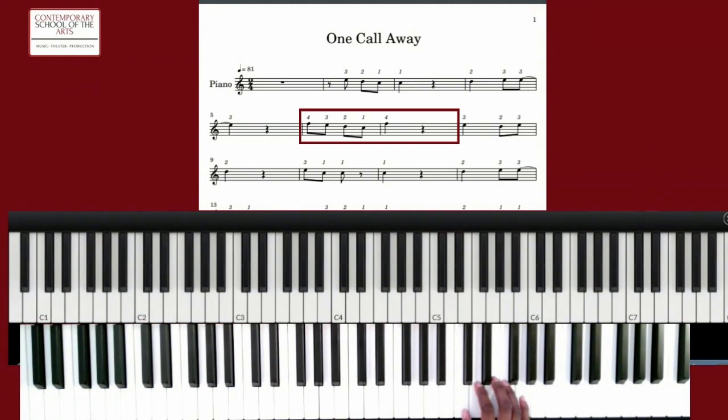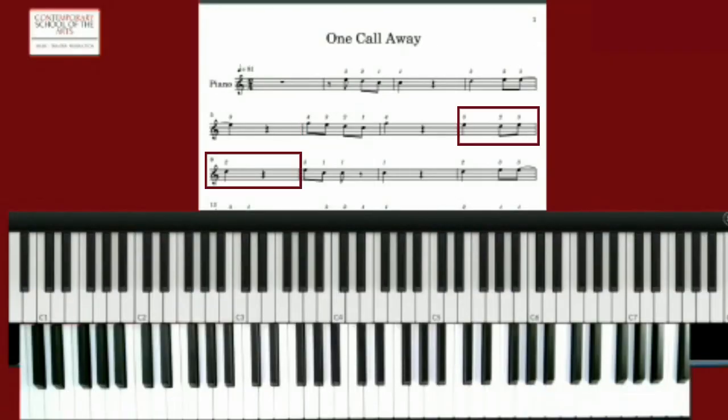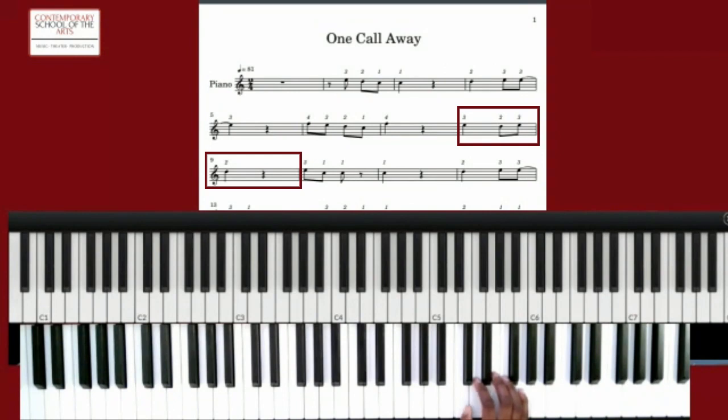Okay, I'll go a little bit slower. 1, 2, ready, play. 1 and 2 and 1 and 2 and. That's measures 6 and 7. Okay, let's look at measures 8 and 9. Listen first. 1 and 2 and 1 and 2 and. Let's play along.